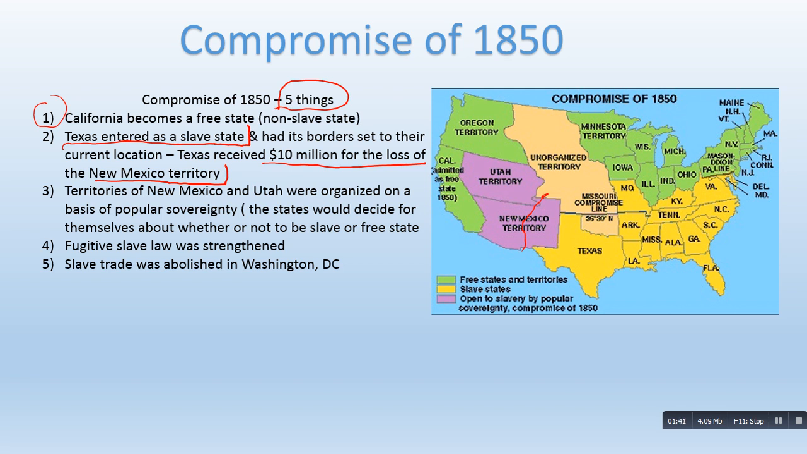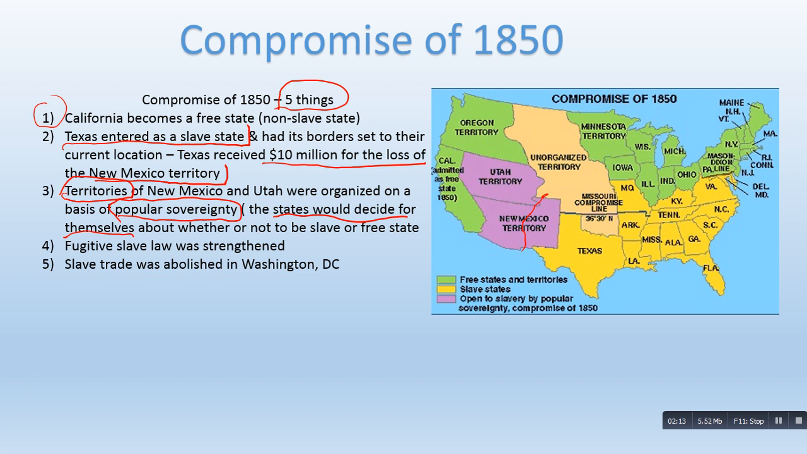The third part, the territories. And again, this means that they are not states yet. So first you're a territory, and then you can apply for statehood. The territories of New Mexico and Utah were organized on what we call popular sovereignty, a very, very important concept. And that means that the people decide for themselves, popular sovereignty. And so that would, of course, be a vote. You vote yes or no for slavery. So that was sort of up in the air.